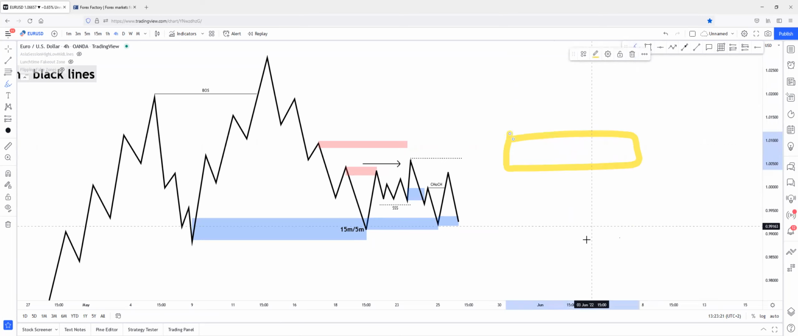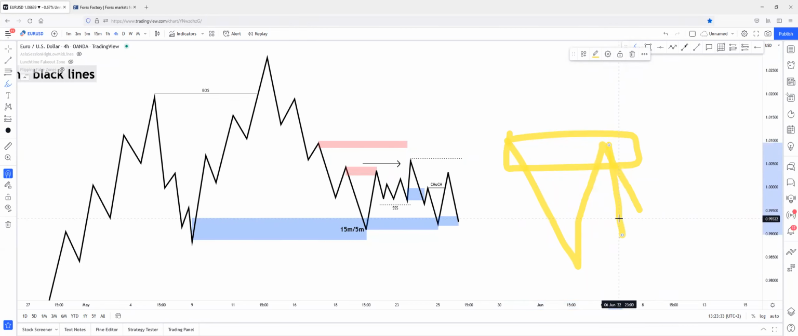A flip has to react on a zone. For example, a supply to demand flip has to react on a supply zone. If this is a supply zone, price has to react on this supply zone. There has to be a reactional candle. There has to be a wick that has reacted on this candle. It doesn't have to create several candles that have reacted. It can be just one candle right here that created a wick to the downside.